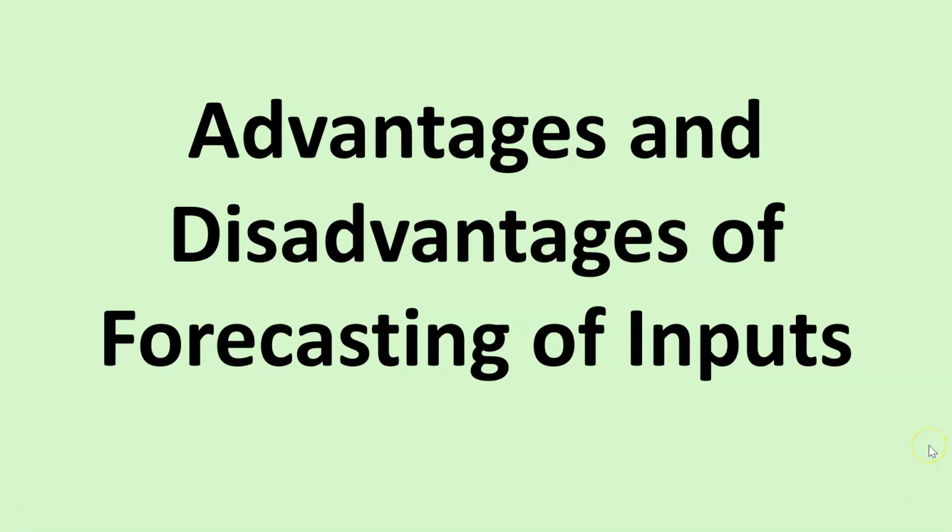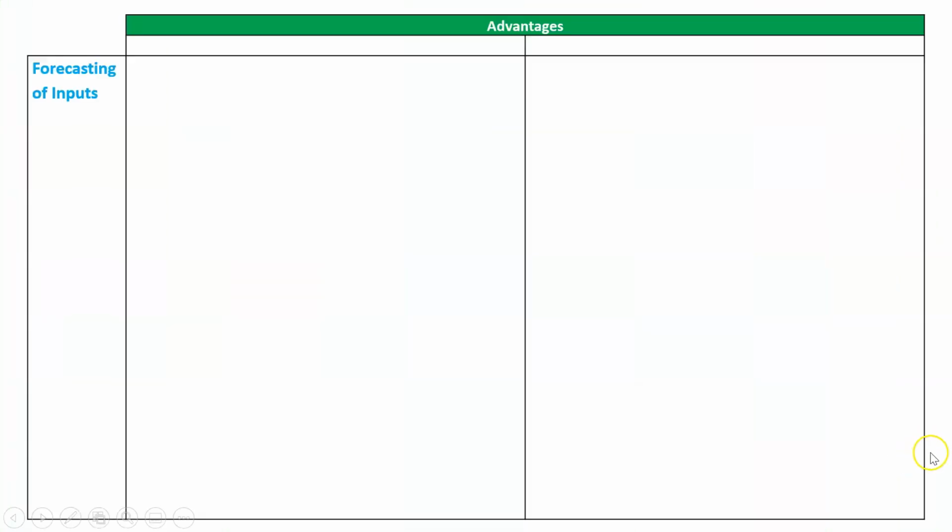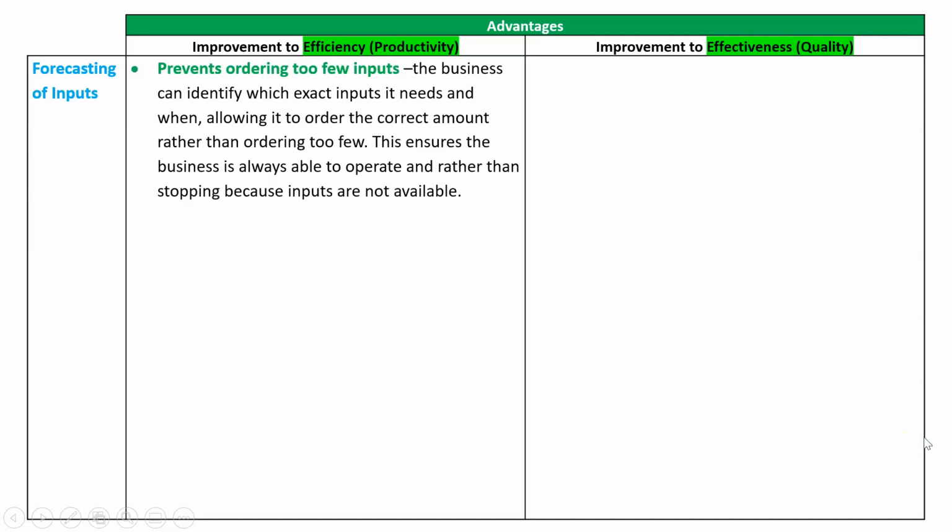The final thing we need to look at with forecasting of inputs is some advantages and disadvantages. With the advantages, we're going to do what we did with the technology strategies and break them into the improvements to efficiency or productivity and the improvements to effectiveness or quality. So let's look at efficiency. We're going to be a more efficient business with forecasting because it's going to prevent us ordering too few inputs.